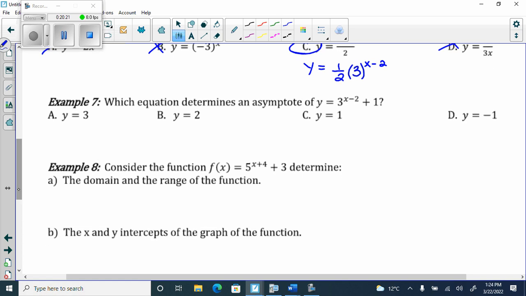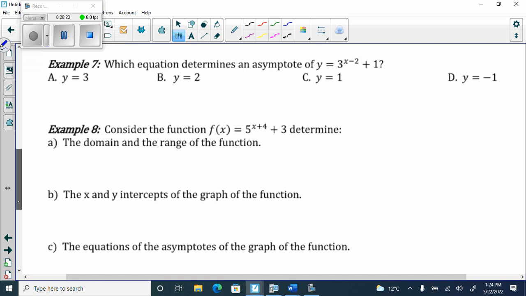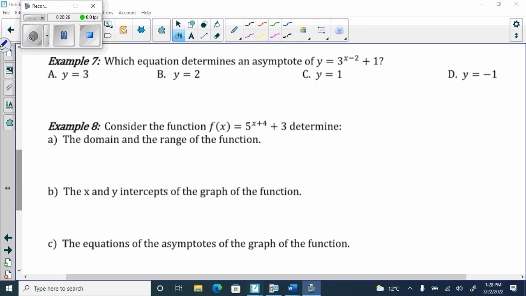I want you to do 7 and 8. Go. Okay, example 7. Which equation determines the asymptote of 3 to the x minus 2 plus 1? It's y equals 1, because it's just your vertical translation.